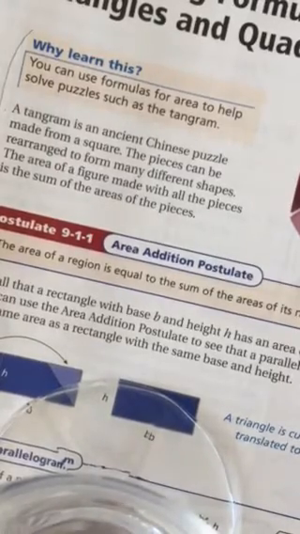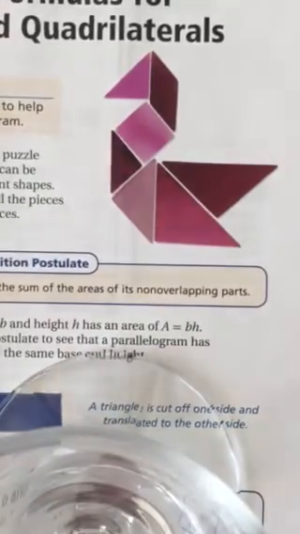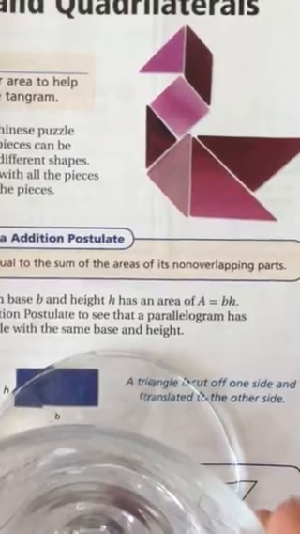All right, so here we go. Why learn this? You can use formulas for area to help solve puzzles such as the tangram, and they're talking about the tangram to the right. So this shape has been made out of a square. It's been taken apart, all the pieces that made the square, and made into this duck or swan, or maybe swan. I don't know, what do y'all think?